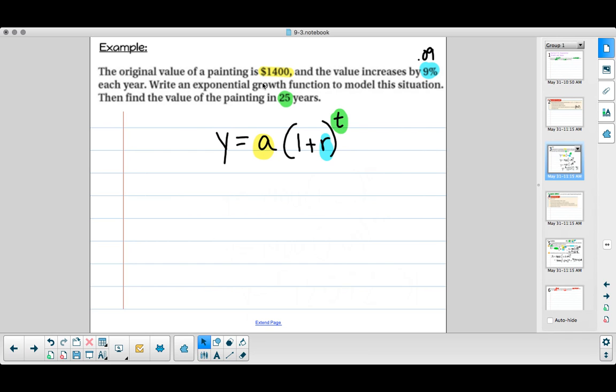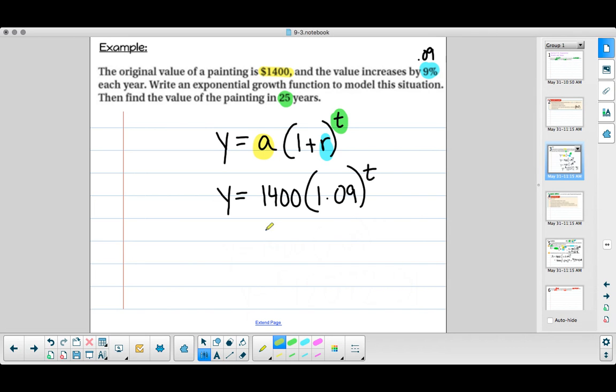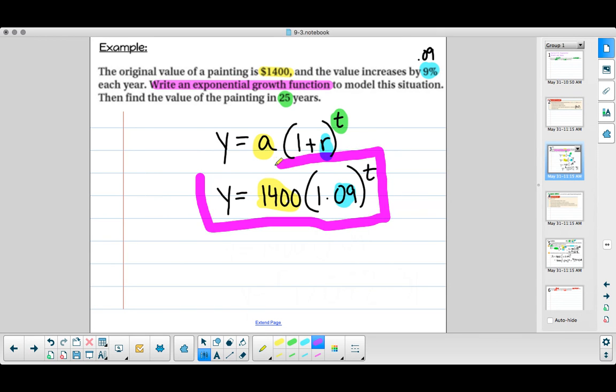So what we're going to do is plug in these 3 numbers, the yellow, the blue, and the green, into the formula. When we do that, we end up with y equals 1,400. Again, that's the initial or starting amount, times the quantity 1 plus 0.09, which would become 1.09, raised to the t power. Now, the first part of the question, write the exponential growth function, that's what this is. We leave the variable t because then you can use this function to figure out the value of the painting in any amount of years.